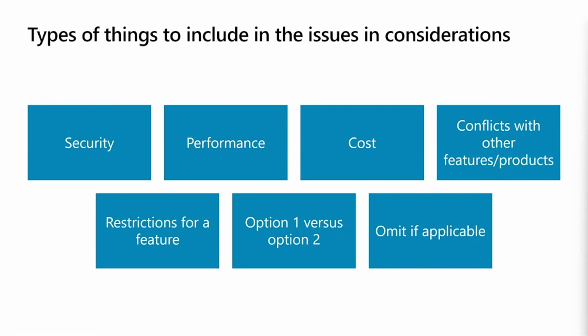You'll also want to think about option 1 versus option 2. Obviously, these are abstract examples of option 1 and 2, but if there's 2 basic options that you can choose for your particular pattern, what's the consideration for choosing option 1 versus option 2? And remember that it's okay to omit the section entirely if there are no issues or considerations.